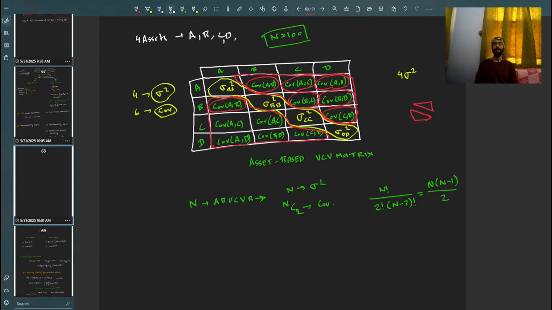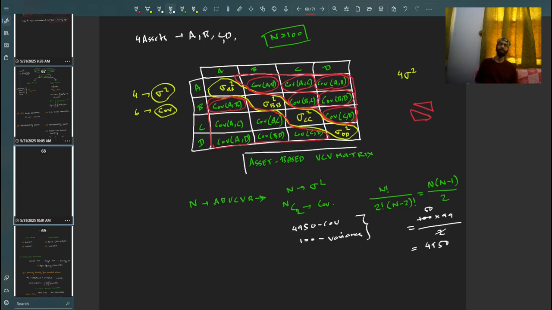So for 100 assets this will be 100 into 99 by 2. This many covariances will be there. If you divide it by 2, 50 cancels out, and this becomes 4950. So there will be 4950 covariances and 100 variances, right? This will be the situation when you have an asset-based VCV matrix for 100 assets.